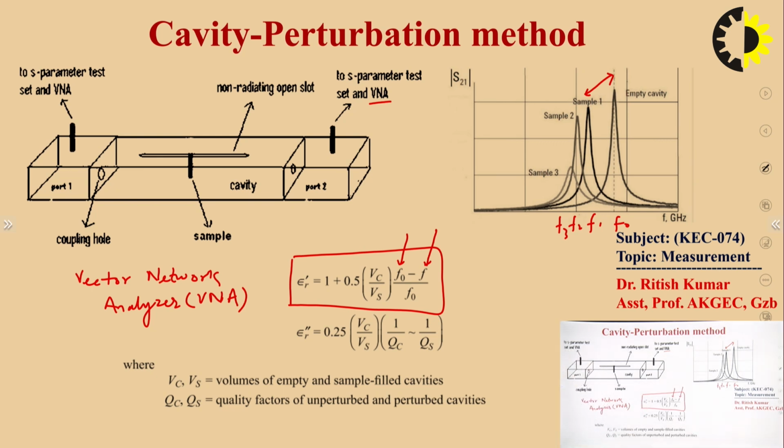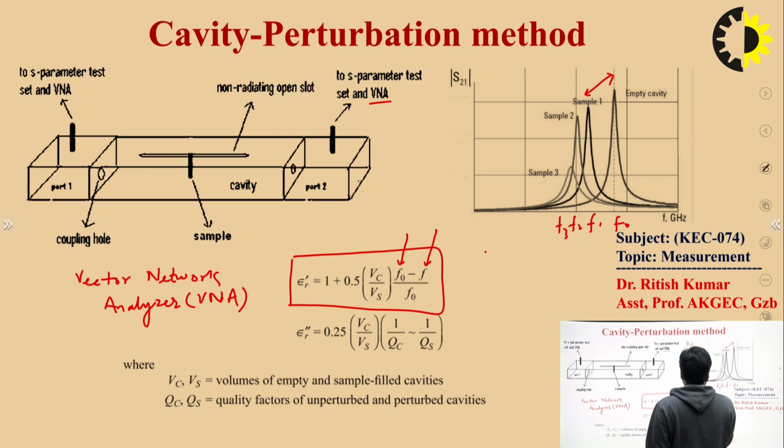and you will get epsilon prime, that is the real value of the dielectric constant. Then by applying this formula you will get epsilon double prime. So this is the cavity perturbation method. By disturbing the power received at port number 2, we can get the dielectric constant of the material. Why? Because, as we know, there is a relation between the dielectric constant, the quality factor and the resonating frequencies.